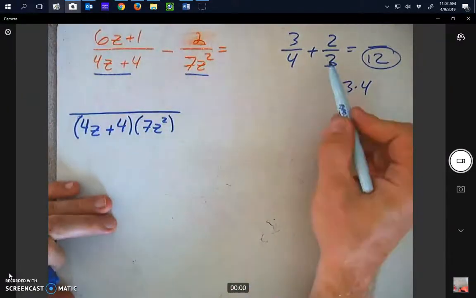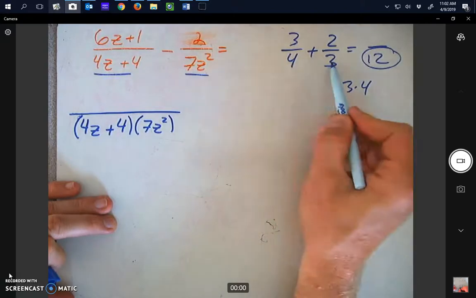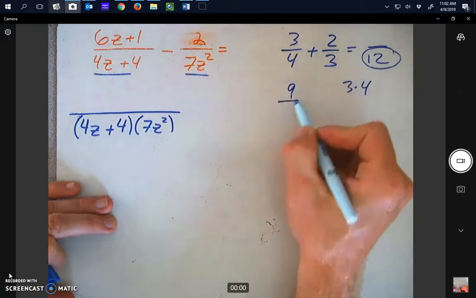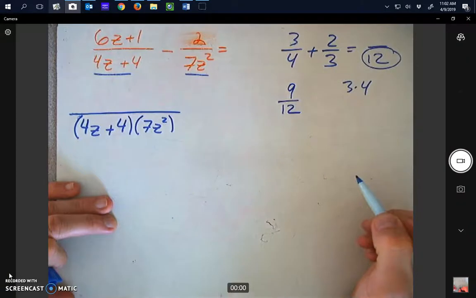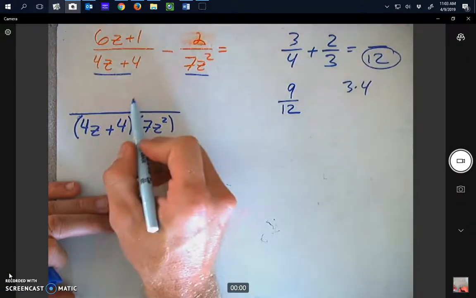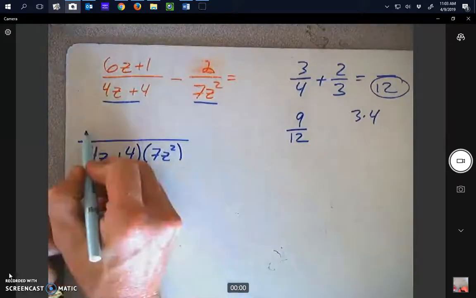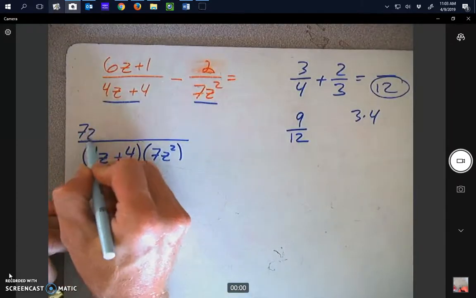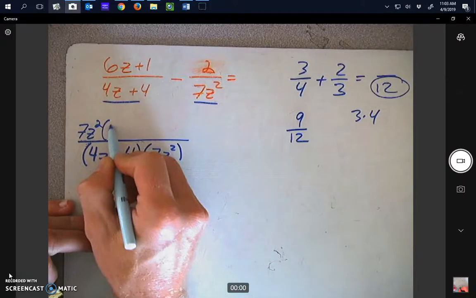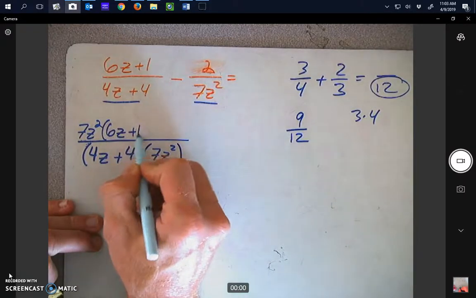Now, like this, when we do 3 times 4 is 12, we're supposed to do 3 times 3 is 9. So we get a new fraction as 9 over 12. So we have to do the same thing over here. So we have to do 7z squared times 6z plus 1.